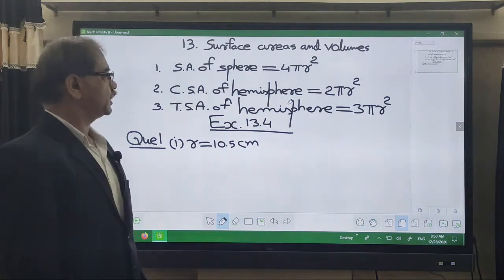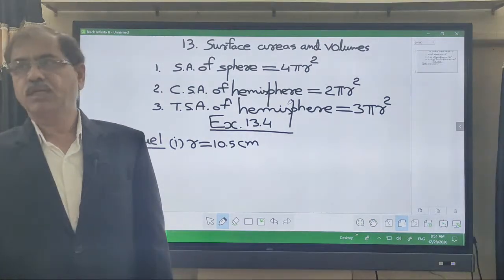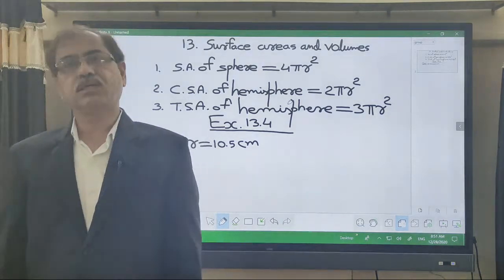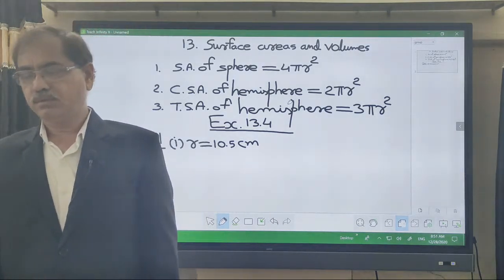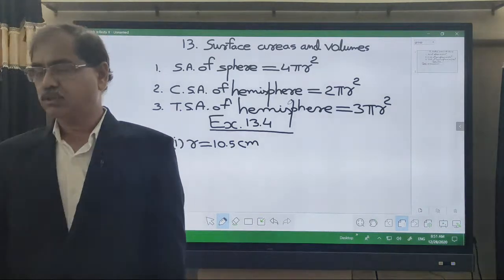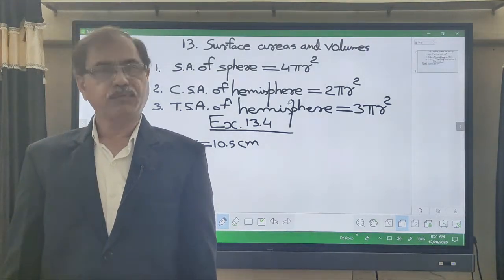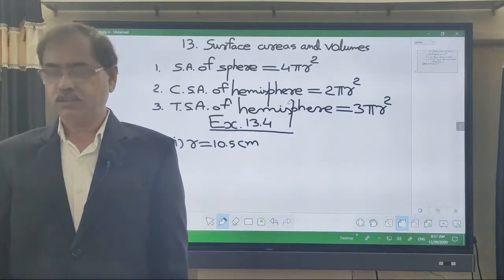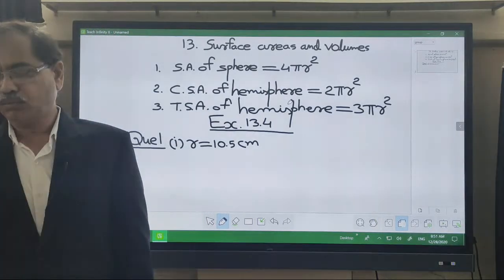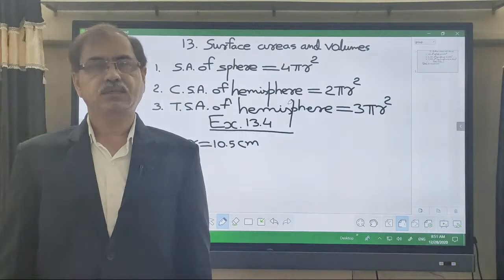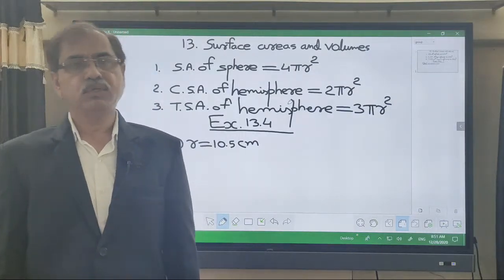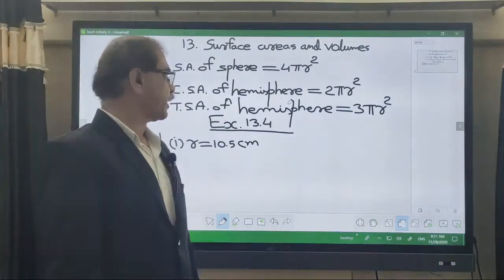They are very simple. Then let's begin with exercise 13.4. If you look in the textbook page 225, we have exercise 13.4. Our first question is, find the surface areas of a sphere of radius. So different radii are given to us. Let's begin with the first part.